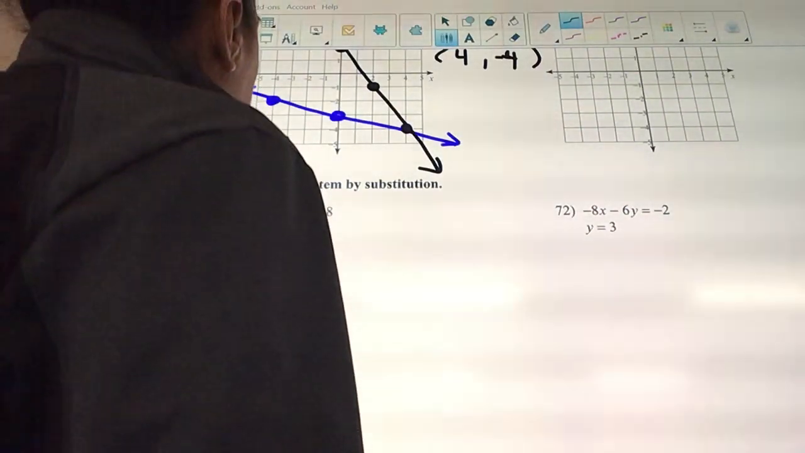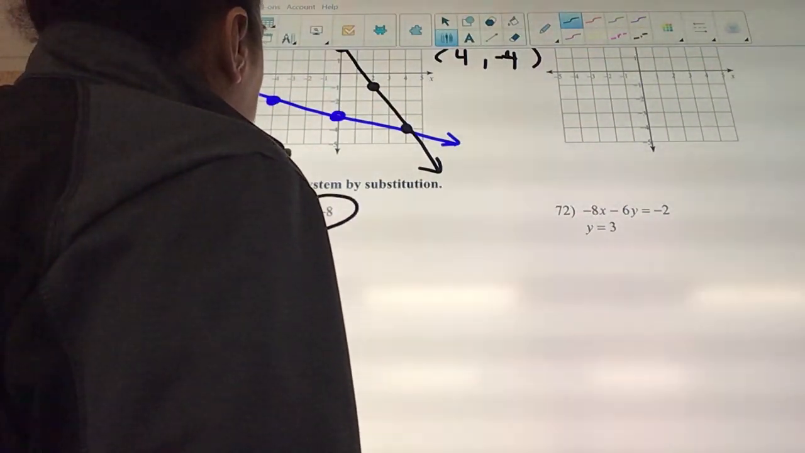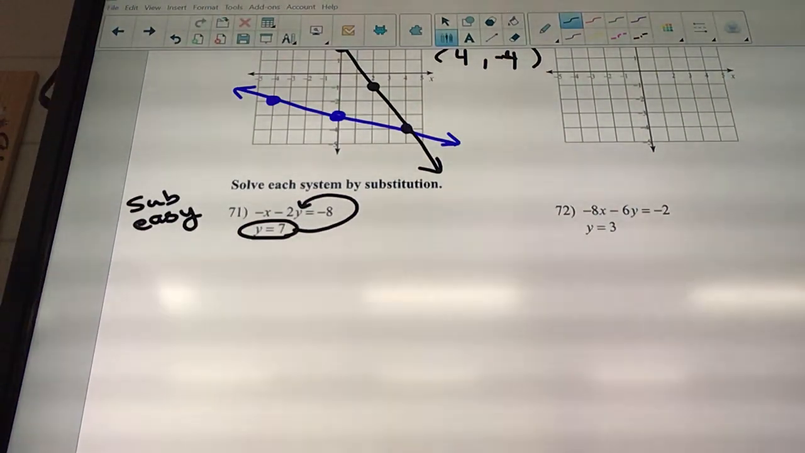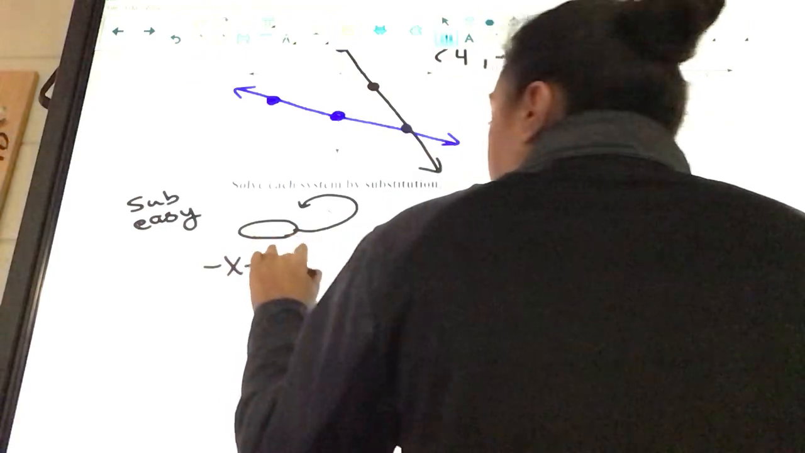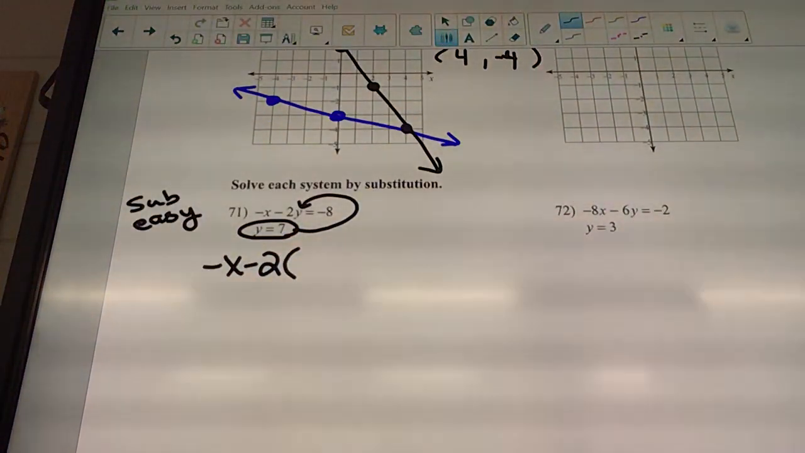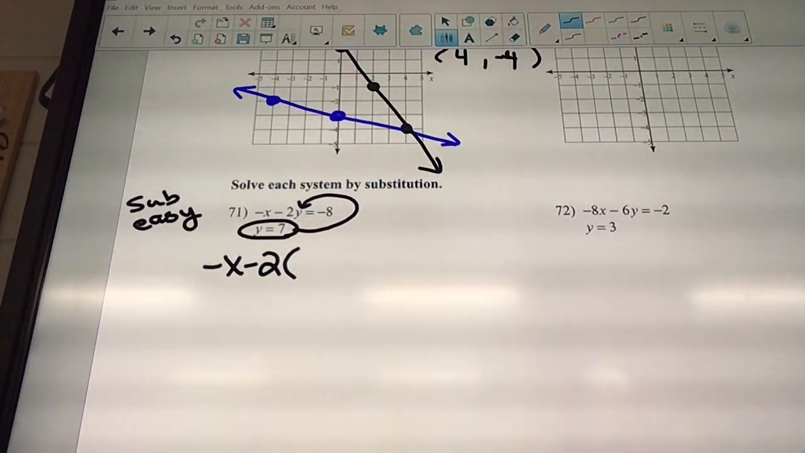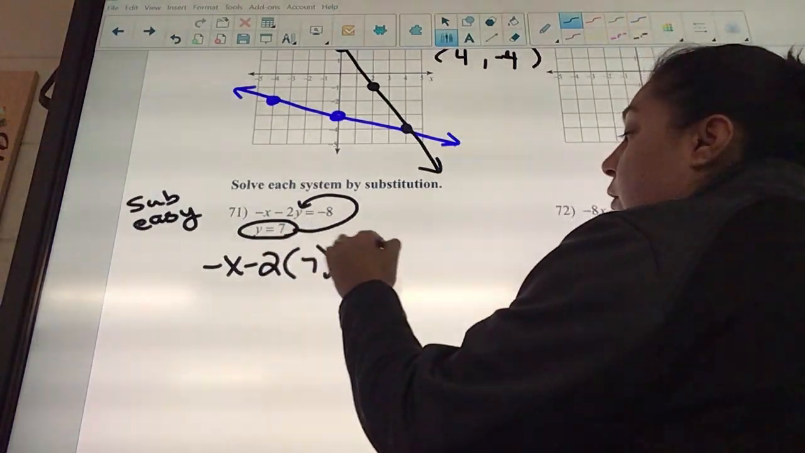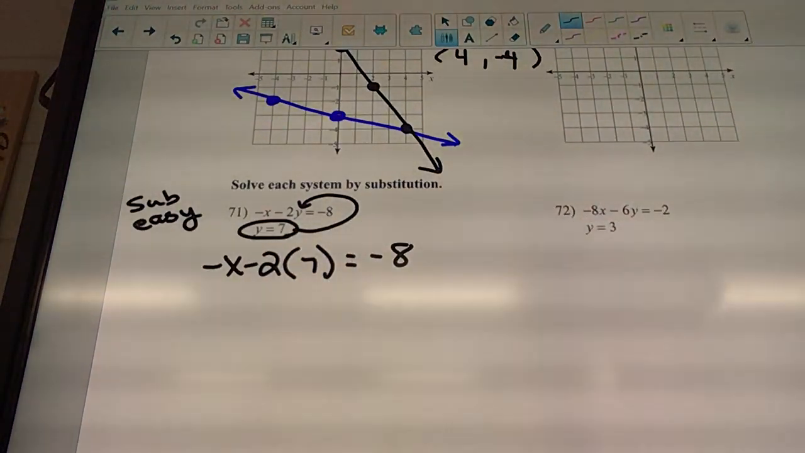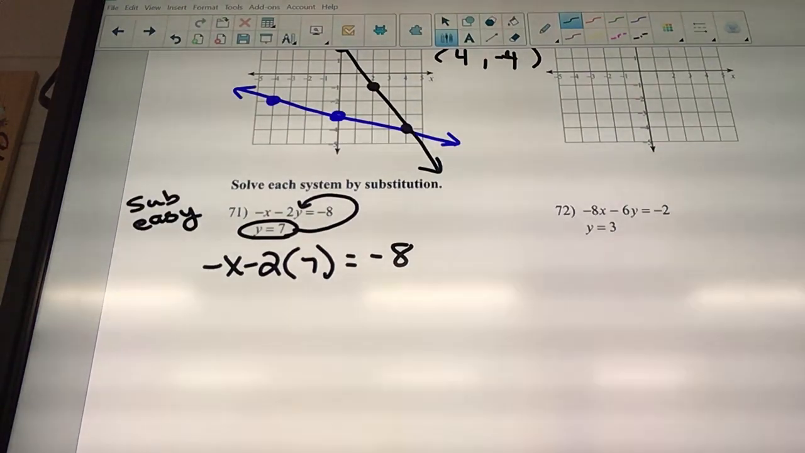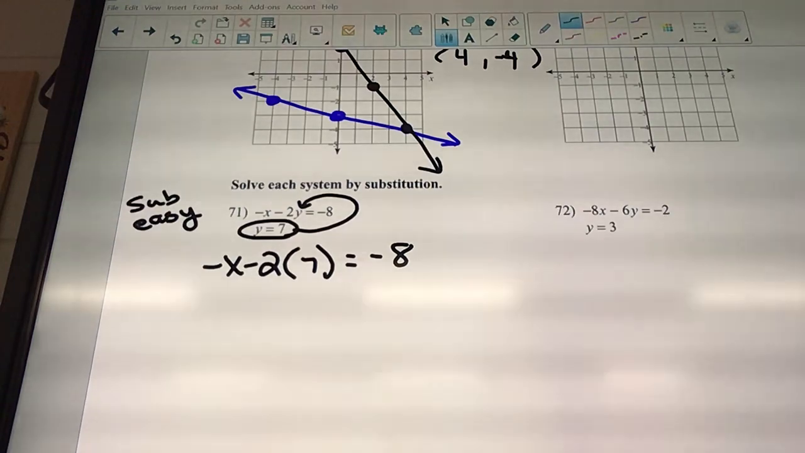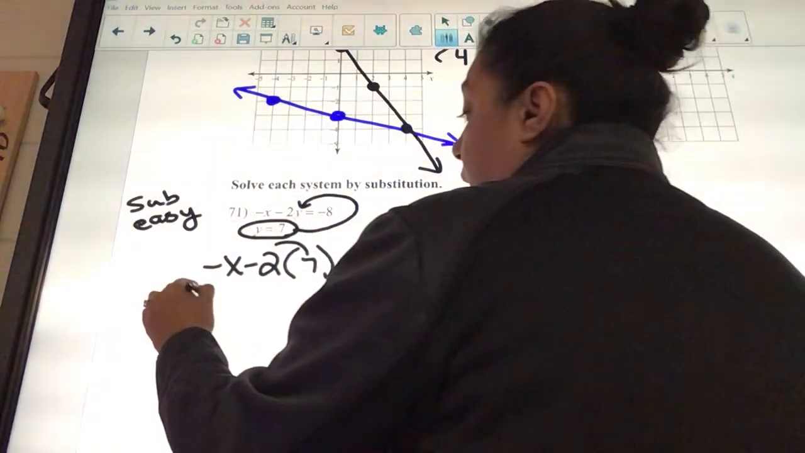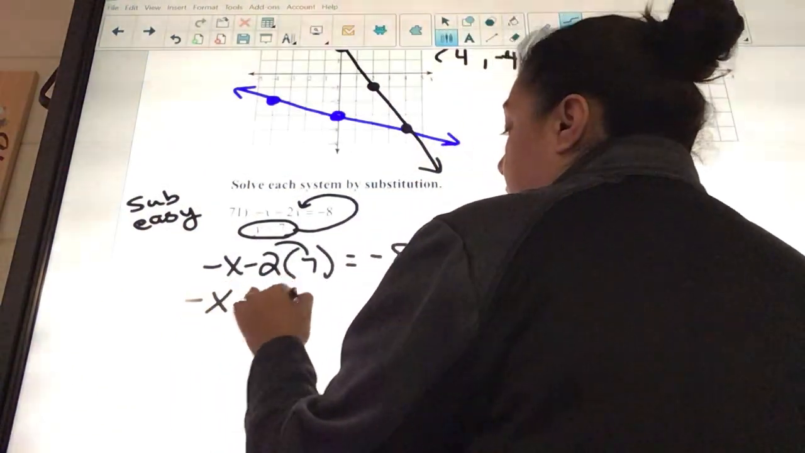Okay, we circle the one that says y equals, and we're going to plug it into the other one up there. So it's going to look like negative x minus 2, and instead of y, what am I writing now? 7. Equals negative 8. The steps are kind of always the same. You're going to circle the y equals, you're going to distribute. So I got negative x minus 14 equals negative 8.